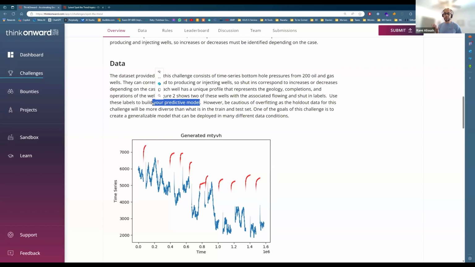So, quick question: is this supervised or unsupervised? Very direct question. However, be cautious of overfitting, as we just mentioned this word before, and we can expand on the overfitting next time. It's supervised for sure. Thank you.